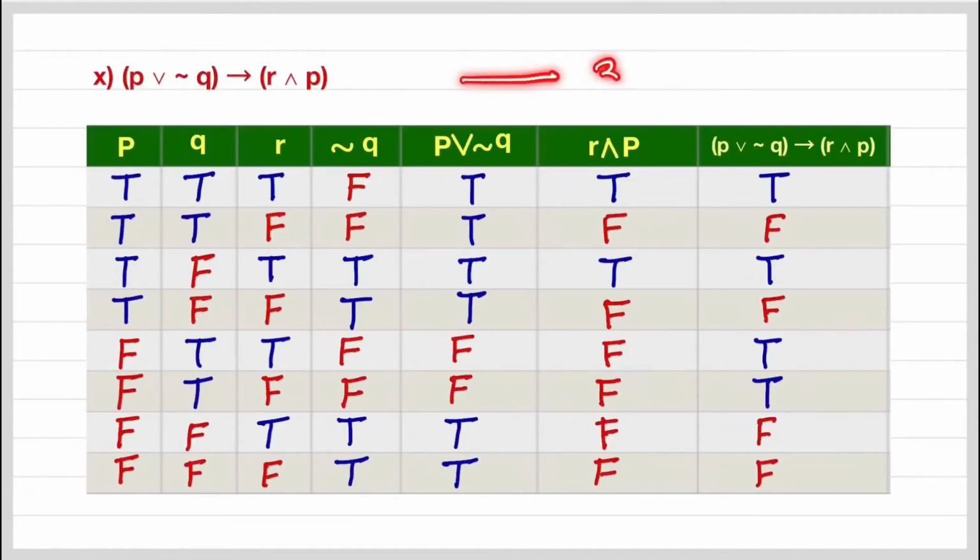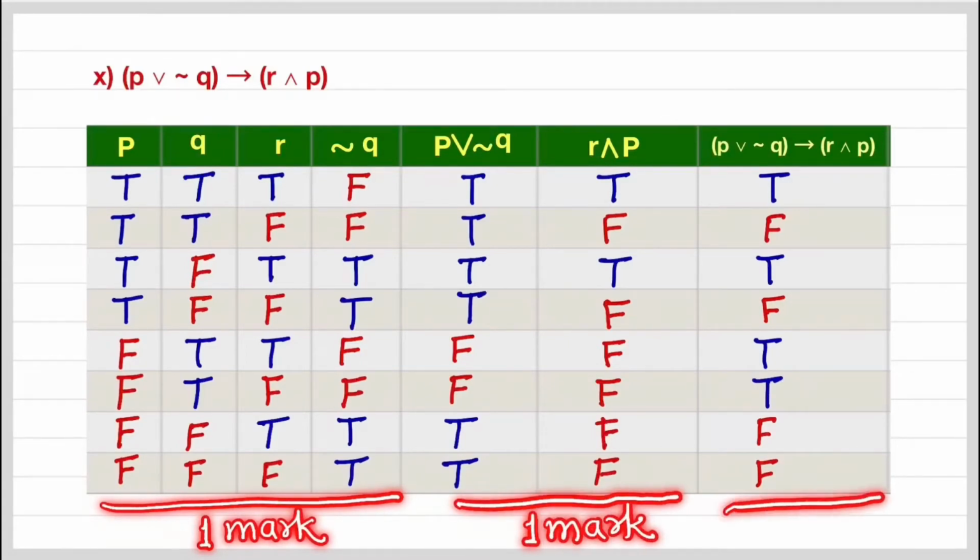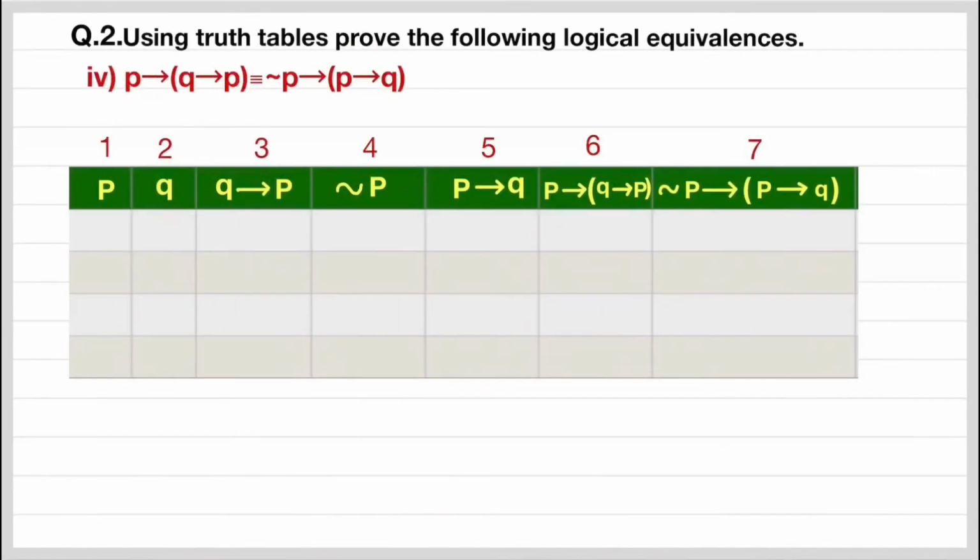This truth table is for 3 marks. The first 4 columns carry 1 mark, the next 2 columns carry 1 mark, and the last column carries 1 mark.